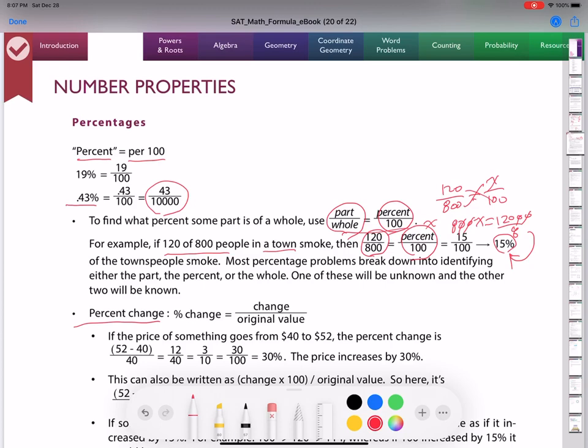How can you find the percent change? A lot of problems in the SAT are about percent change, percent increase or percent decrease. To find the percent change, find the change first: how much increased or how much decreased. The change over the original value before changing, times 100, will be the percent change.